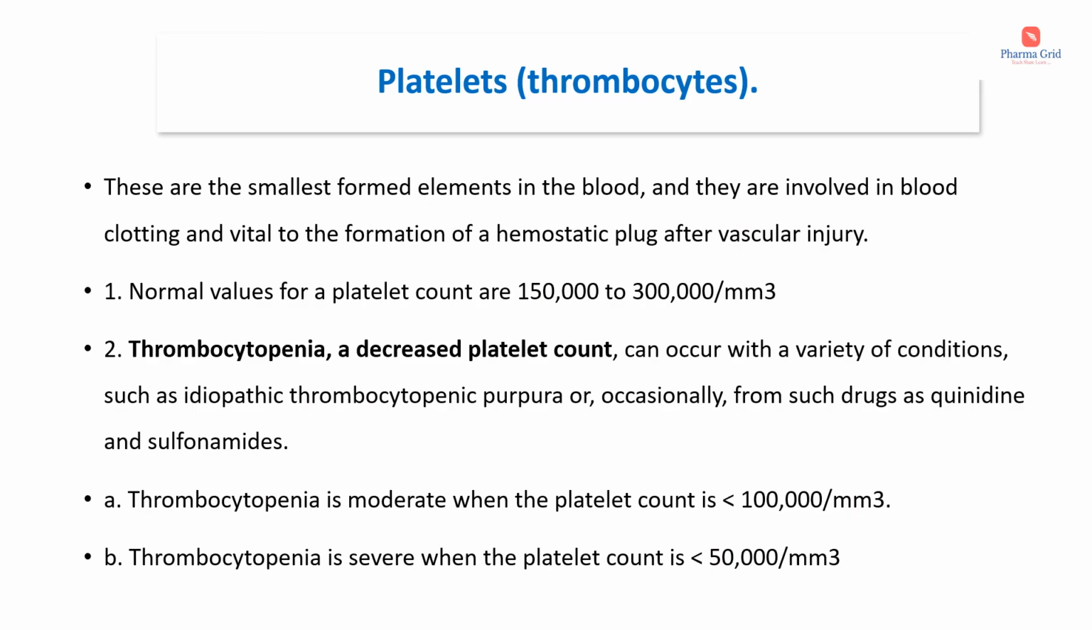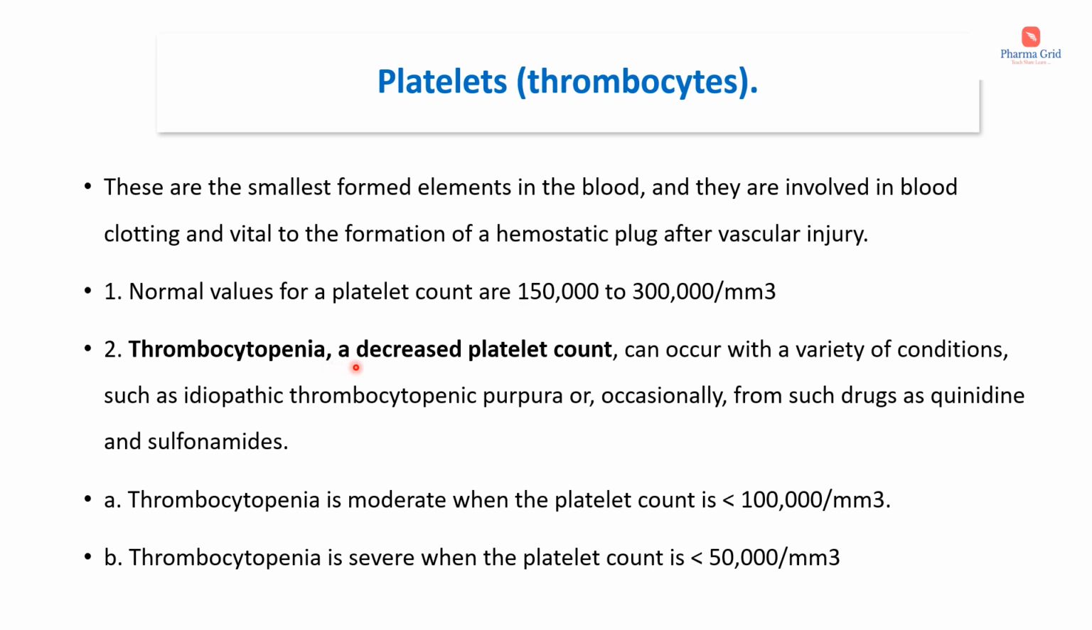Moving on to the next type of cells, they are platelets. They are also known as thrombocytes. These are the smallest formed elements in the blood and they are involved in blood clotting and vital to the formation of a hemostatic plaque after vascular injury. Normal values for a platelet count are 1.5 to 3 lakh cells per millimeter cube.